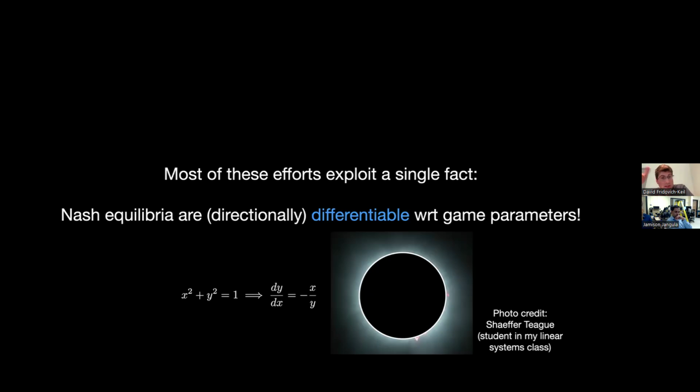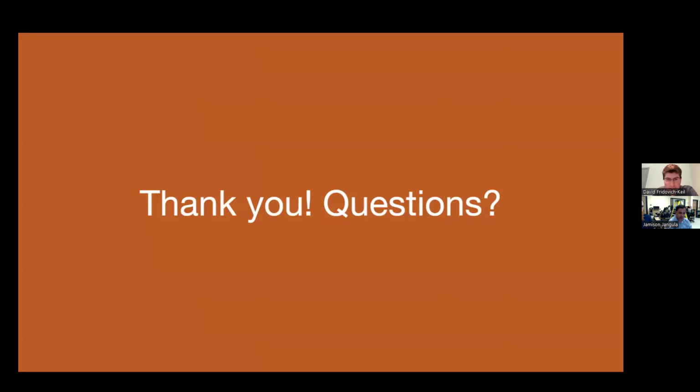We can do the same thing in higher dimensions and be careful with the conditioning of matrices and so forth. But basically, we can use this same implicit function theorem to back out derivatives of solutions to a game with respect to parameters of a game. This is the tool that we use all over the place. So anyway, that's all I had.